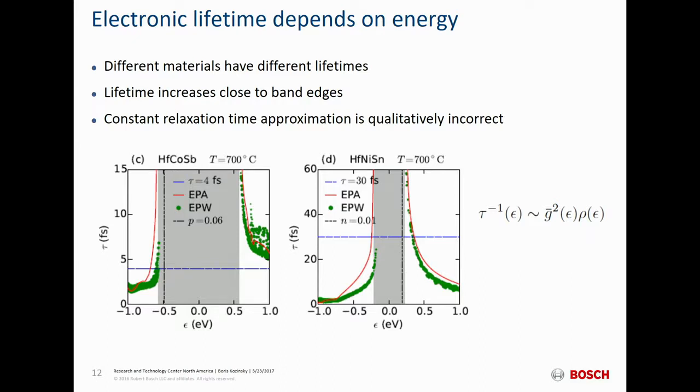So this set of graphs shows that the electronic lifetime is actually quite sensitive to energy. The commonly used constant relaxation time approximation, where you just assume tau for the electrons is a constant for a material, doesn't capture the energy dependence. This is the blue line here. Basically, you assume a constant regardless of energy.